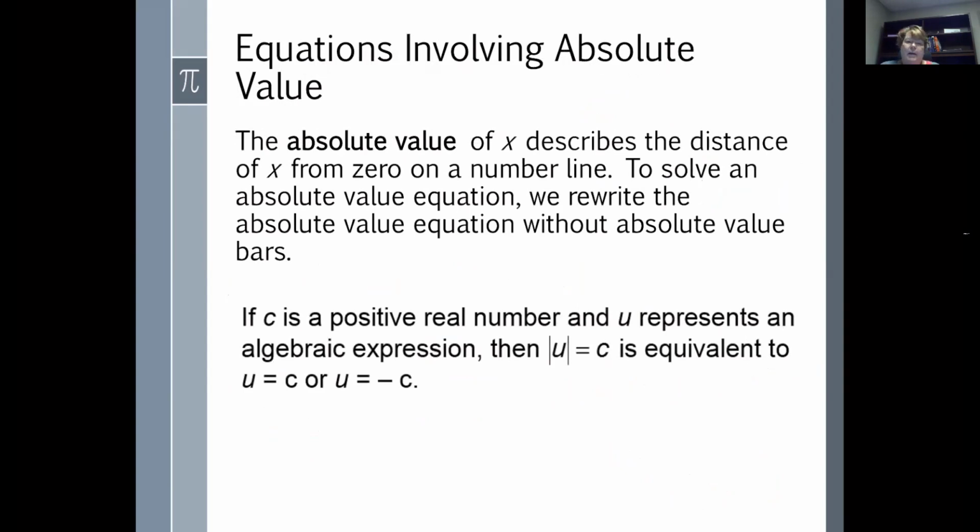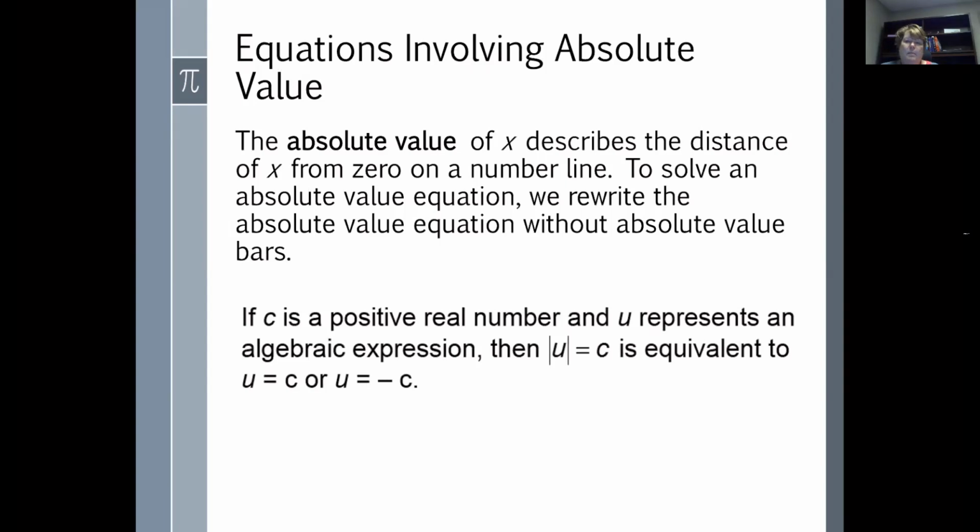The absolute value of x describes the distance x is from 0 on the number line. That is what absolute value is defined to be. To solve an equation that contains an absolute value, first of all, we're going to rewrite that equation by removing the absolute value bars. All right, let's talk about this a minute.